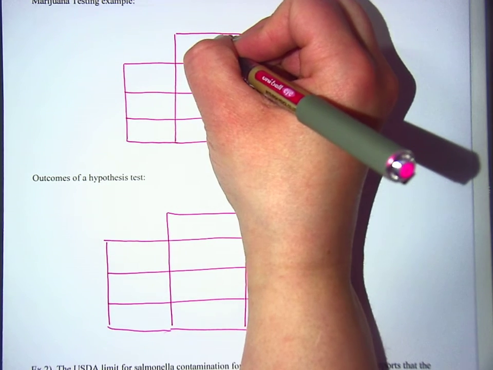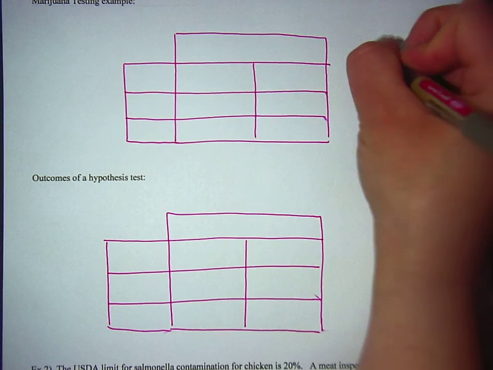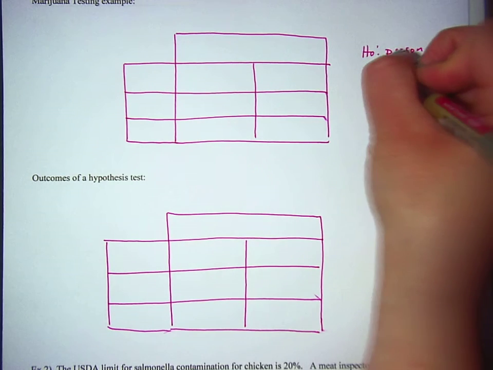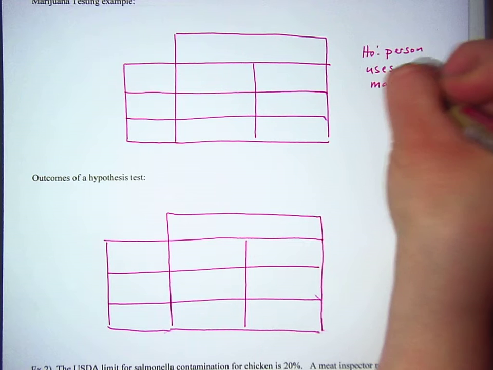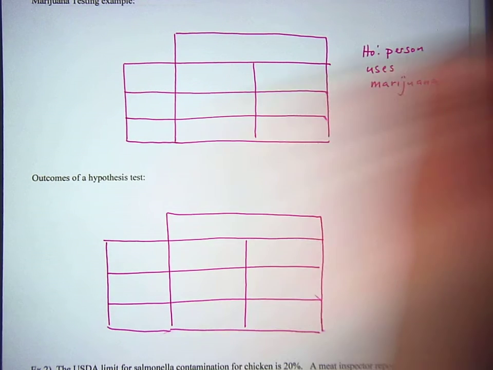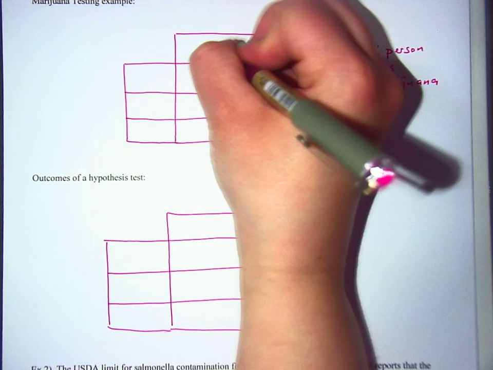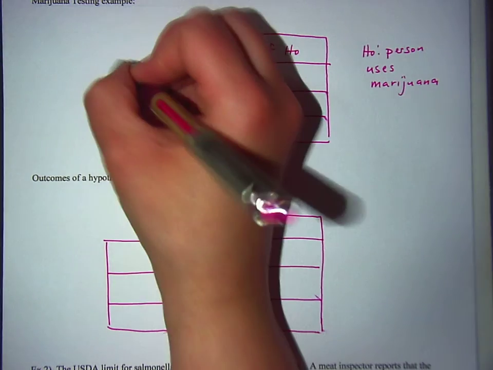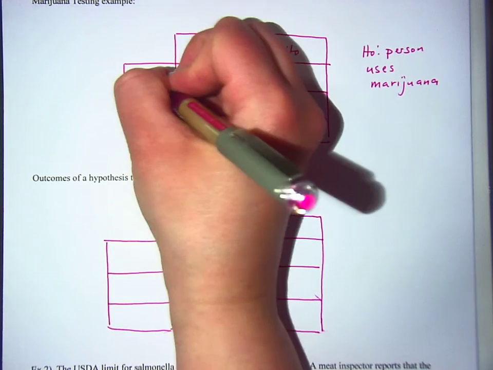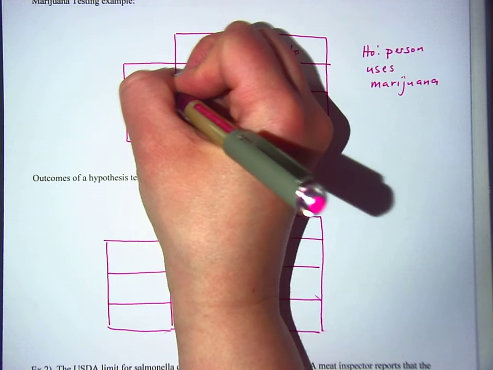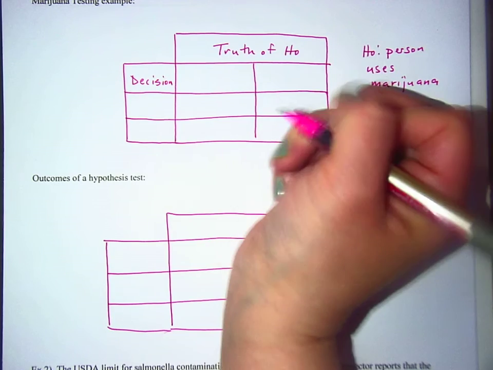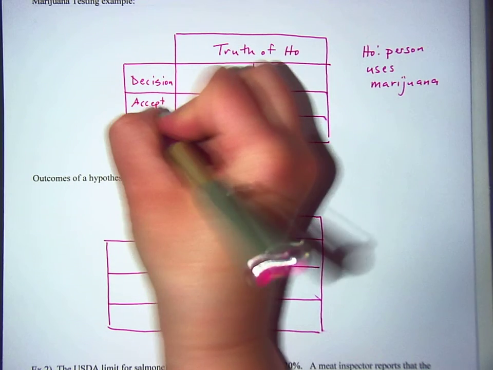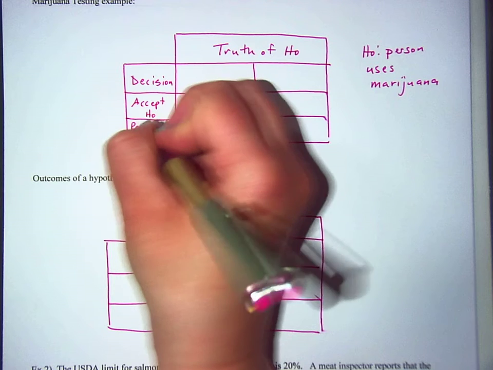So with marijuana testing, the H sub O is that the person uses marijuana, or at least they have it in their system. So on this side, we've got the truth of H sub O. That's the gosh darn truth. And over here is the decision you make. Okay. So you might decide to accept the null hypothesis, or you might decide to reject the null hypothesis.